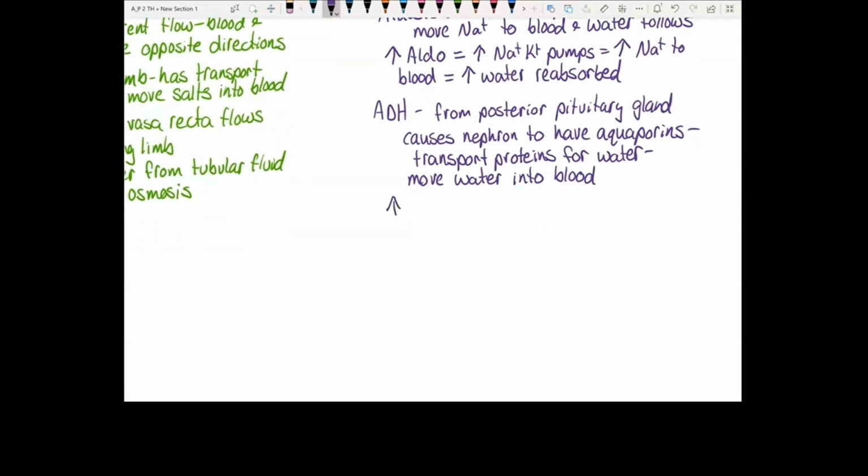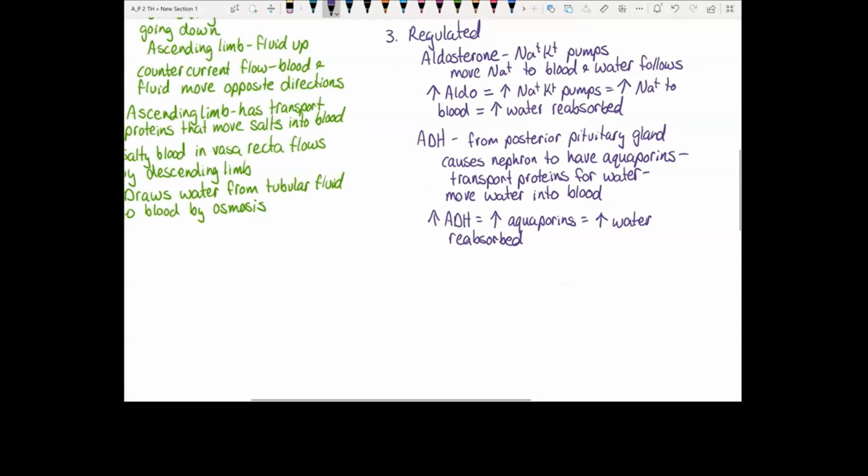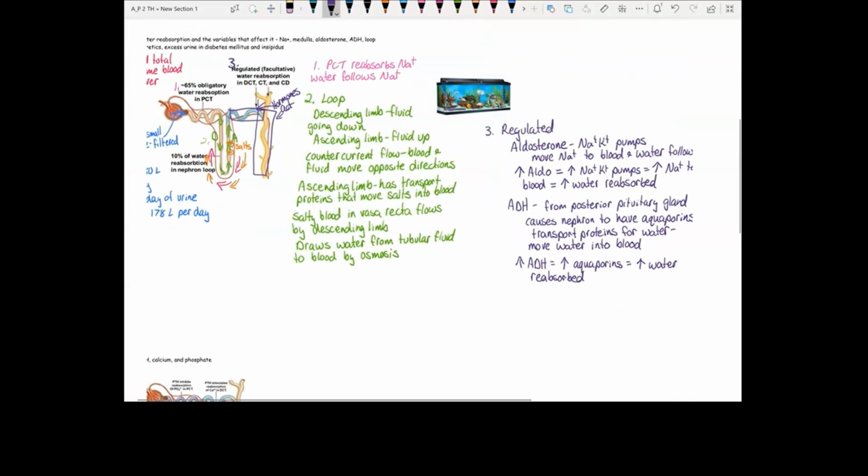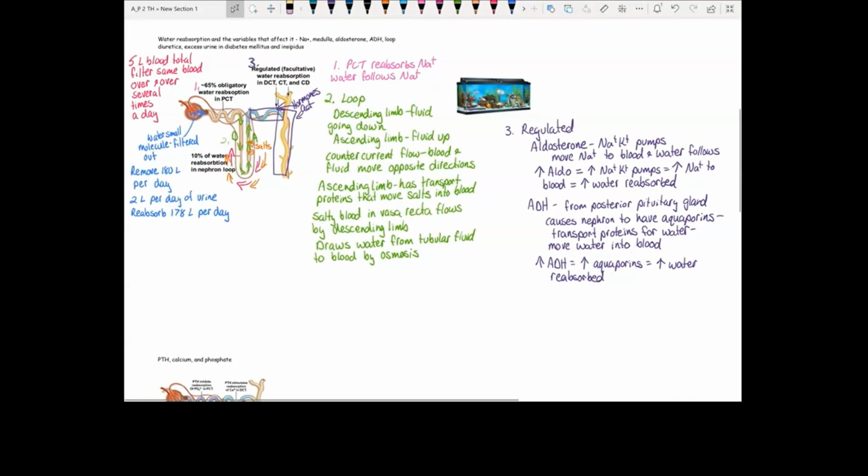So the more ADH you have means the more aquaporins you have, which means more water reabsorbed. So that is water reabsorption. You have 180 liters leave per day, but through these three methods, you get 178 of those back, and you have 2 liters of urine.